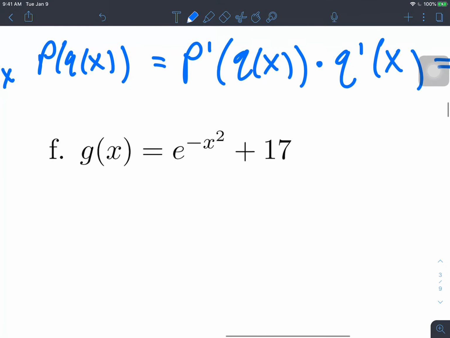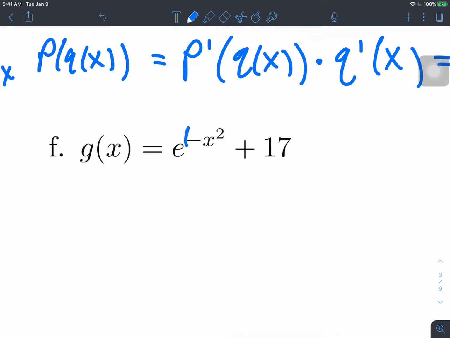Okay. First thing I would do is just recognize that this first thing is a composition of functions. And when I do g prime of x, I know that this is a sum of functions, so it's just going to be the sum of the derivatives. I'm going to write plus 0 out back because I know that 17 is just going to go right away. And now what I'm going to write in here should be the derivative of e to the negative x squared.